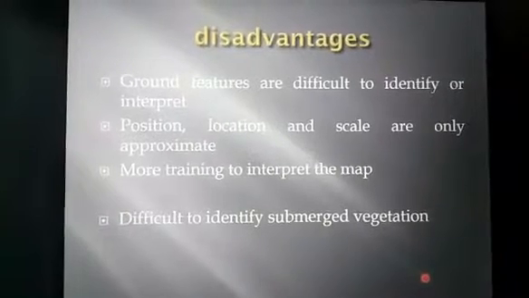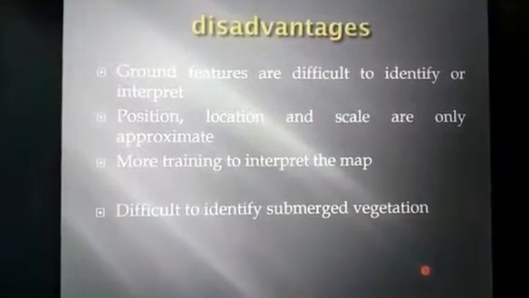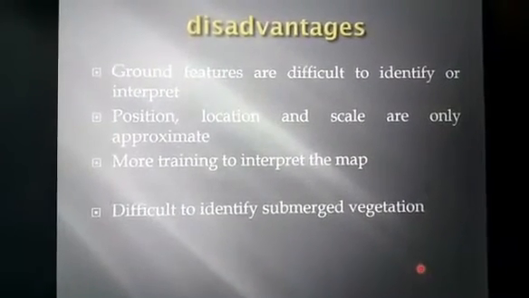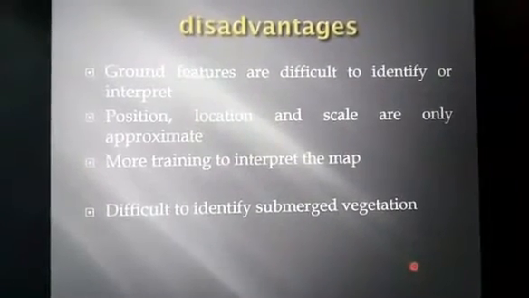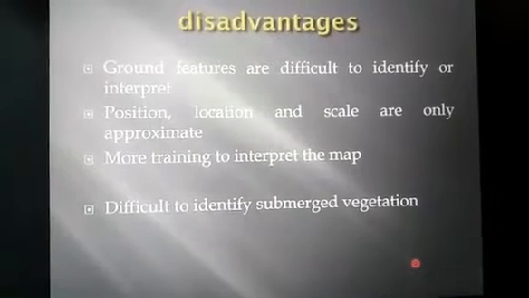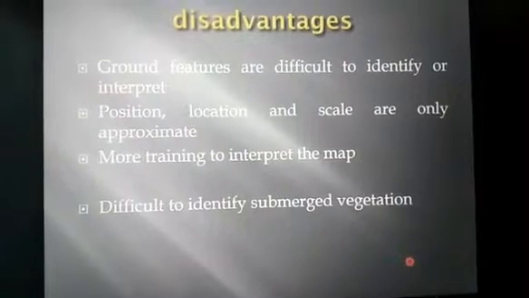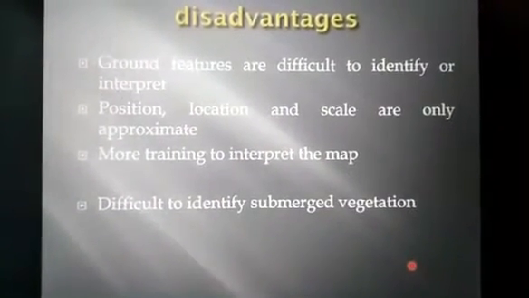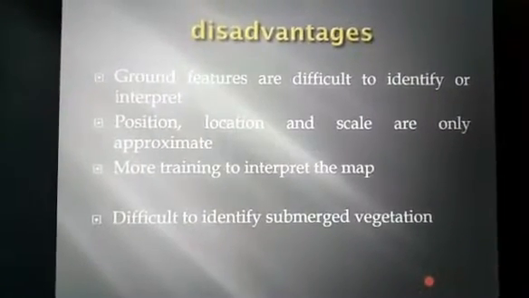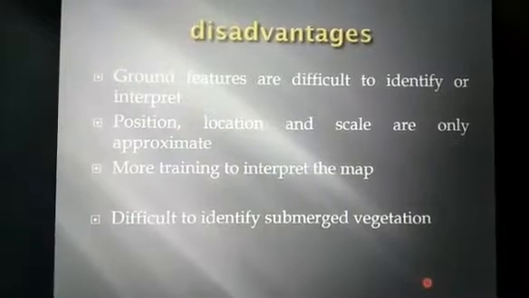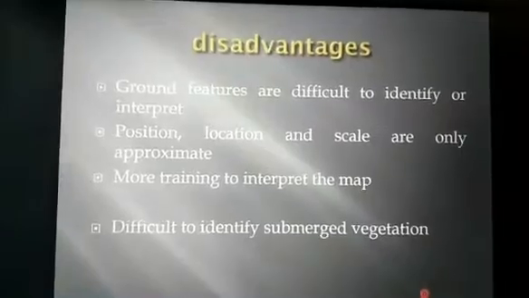The disadvantages are that the ground features are difficult to identify or interpret. The position and location and also the scales are only approximate, so we do not have actual numbers. So we need more training to interpret the maps. It is difficult to identify submerged vegetation because we're only taking photographs, and we do not go deep into the water because we're taking aerial photographs.